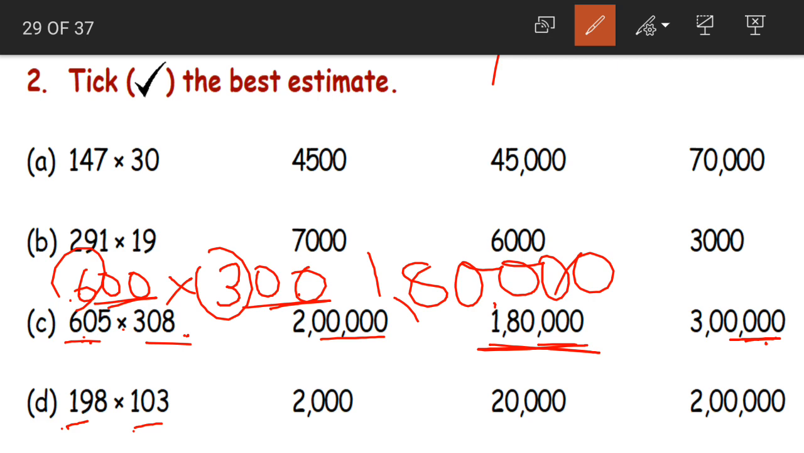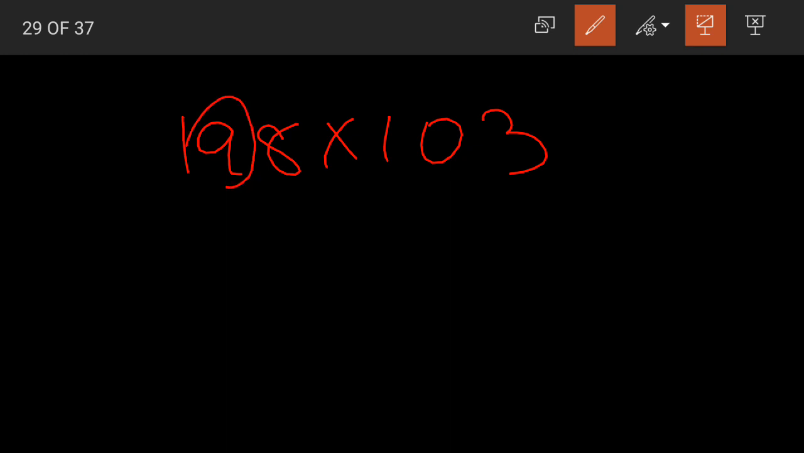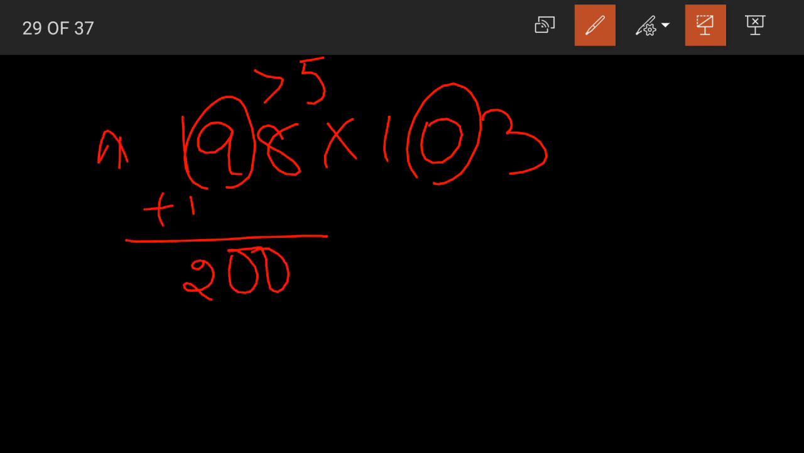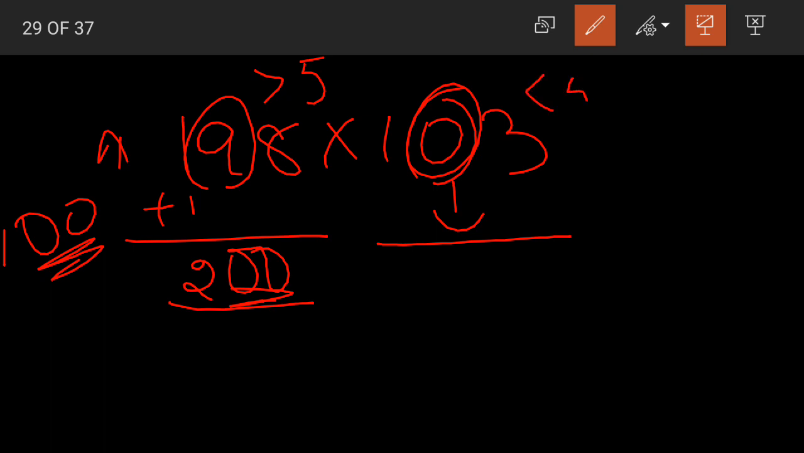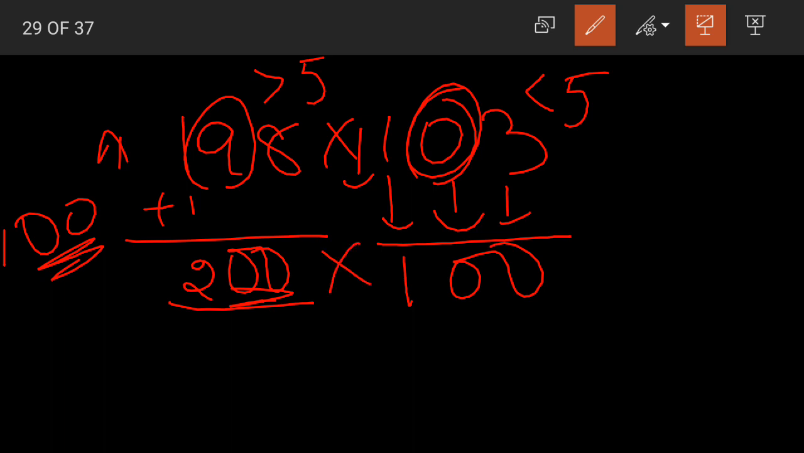Coming to the last one, 198 into 103. Again rounding off to the nearest hundreds here. 198 becomes 200. For rounding off to hundreds, we look at the digit in the tens place. Here 9 is greater than 5. Rounding up, 1 plus 1, 2, and then 2 zeros. In 100, we are having 2 zeros. Now 103: 0 is less than 5, so rounding down, 1 as it is, and the remaining 2 digits are replaced by zeros.